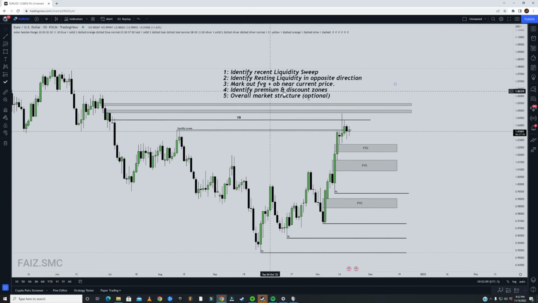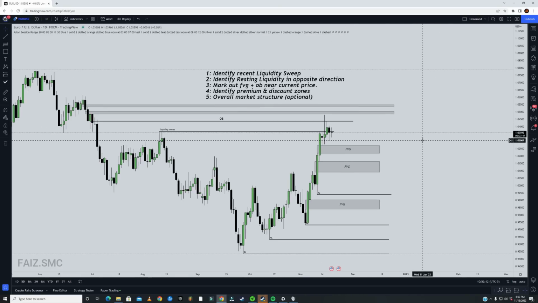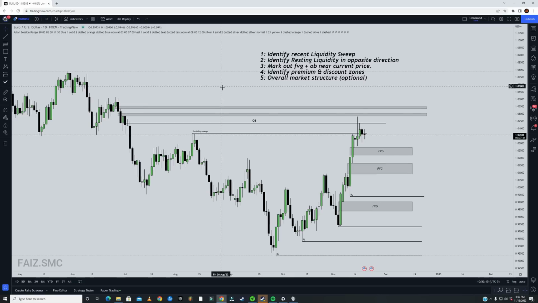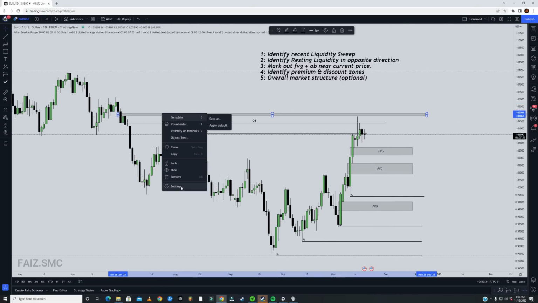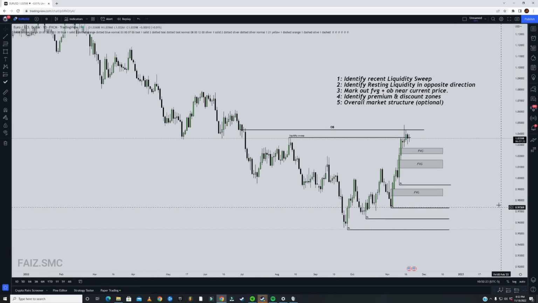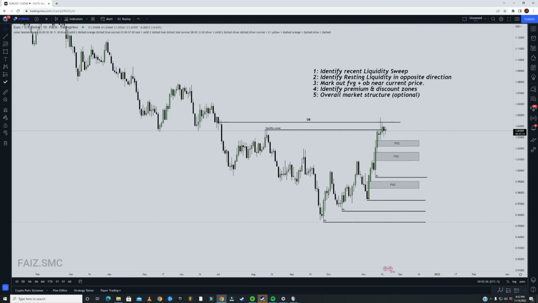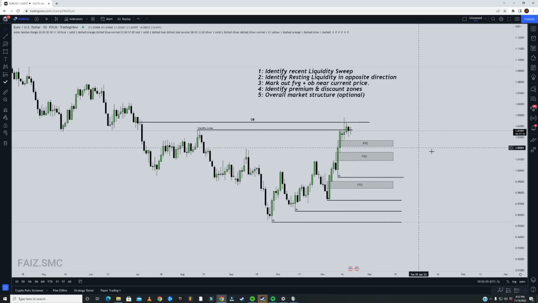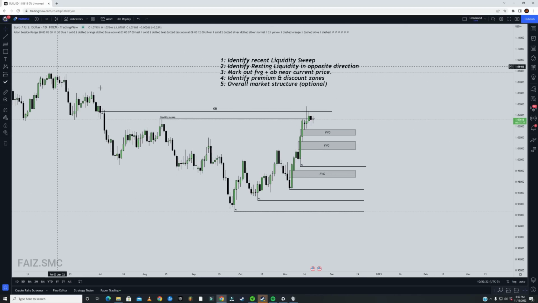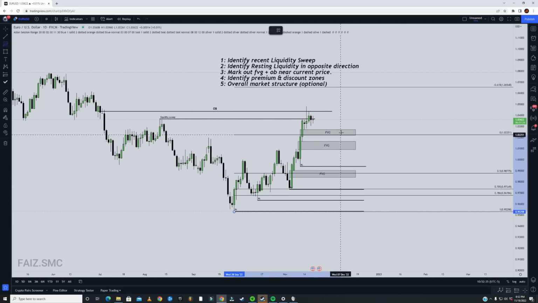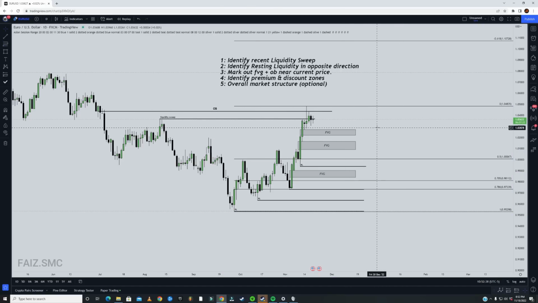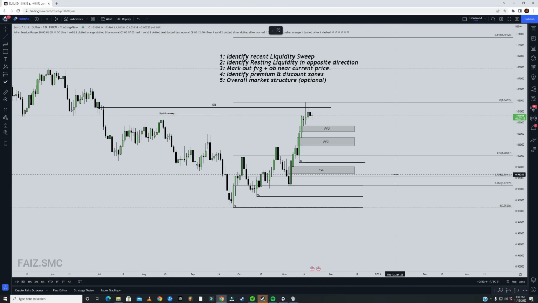So now that you have identified fair value gaps and order blocks near current price, you want to identify premium and discount zone. Just for the sake of the chart looking clear, I'm going to remove these fair value gaps here, just so it looks clear and tidy. So you want to identify premium and discount zone, right? You can see this bullish move right here. You want to use your Fibonacci from the low of this move to the high of this move, right? And you want to mark out the equilibrium, right? The 0.5 level is your equilibrium, and you want to mark this out by drawing your line like this, or you can keep your Fibonacci open, doesn't matter.